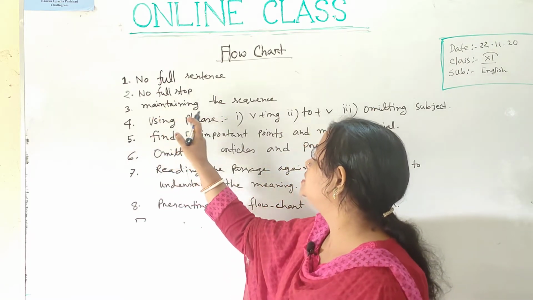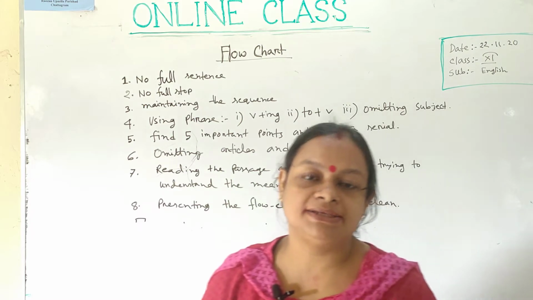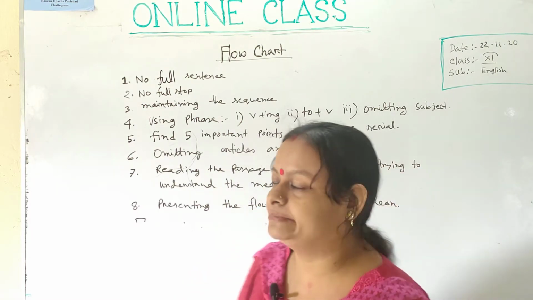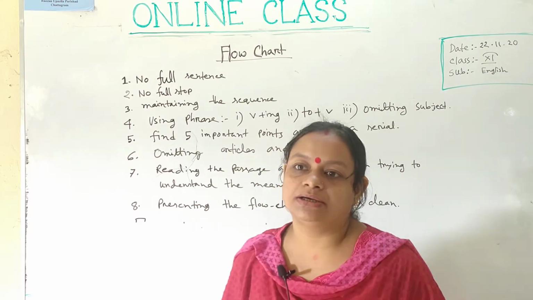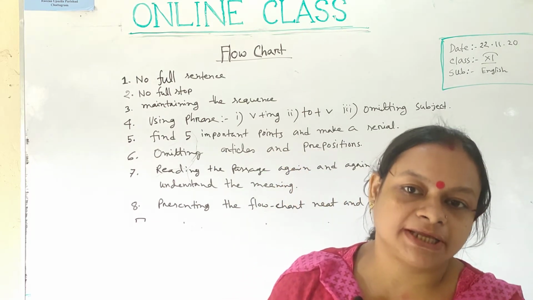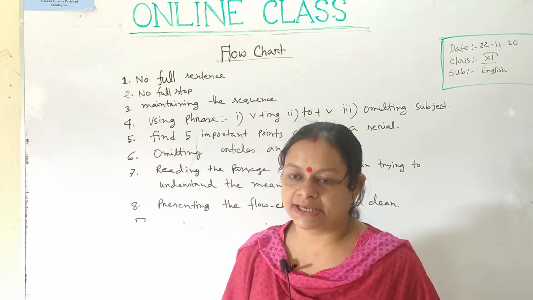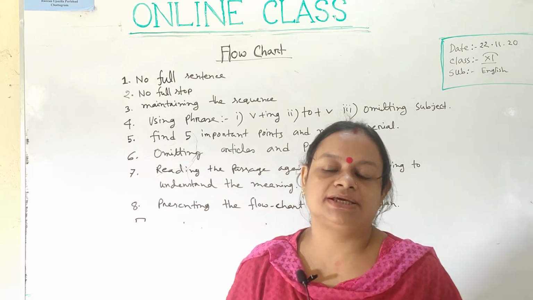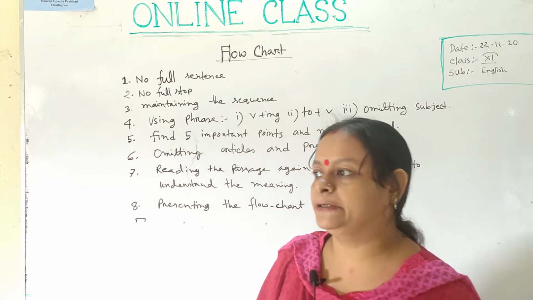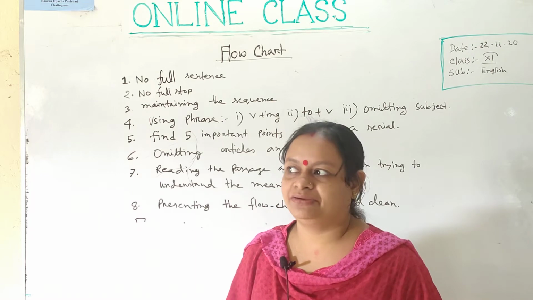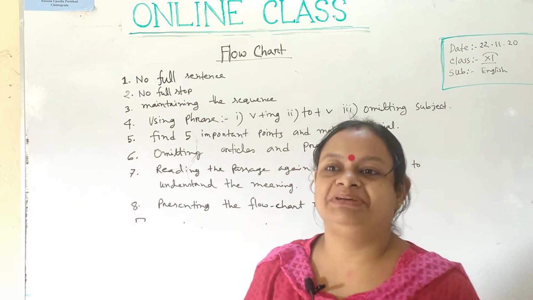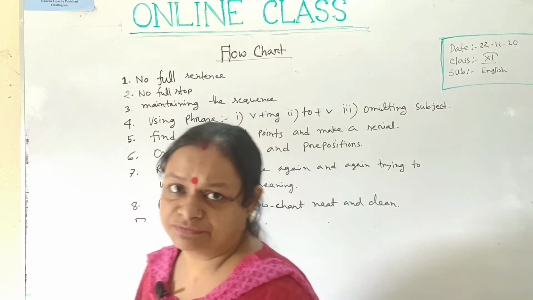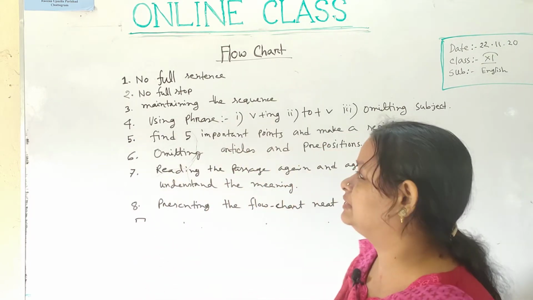Number 3, maintaining the sequence. We have to maintain the sequence of the passage. We have to make a chronology of them. In the question paper, you see that there will be a passage and you have to read the passage again and again and then answer it. We see that in the answer some students write from the first line, then from the last line, then from the middle line. That will not be done by you because it is not correct.